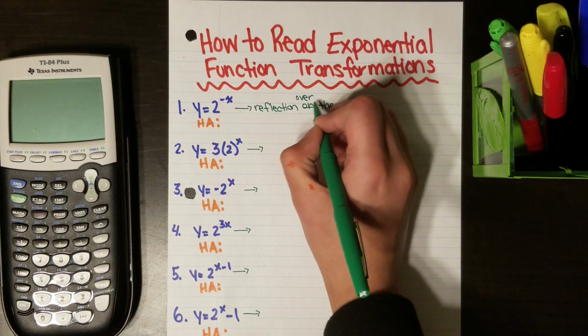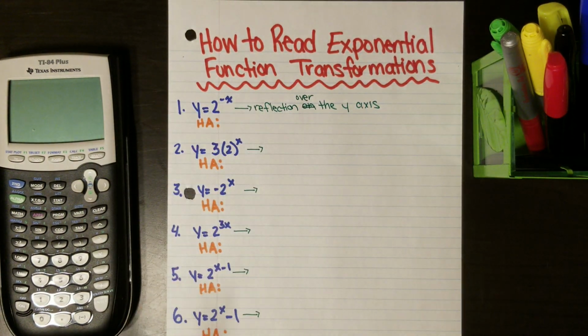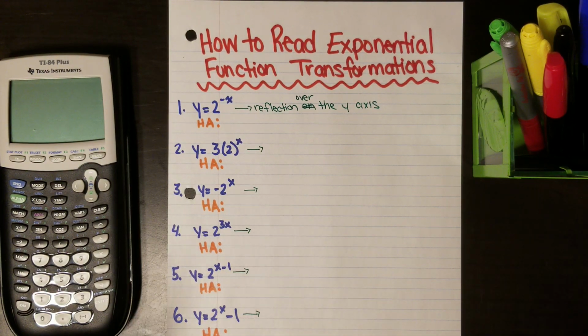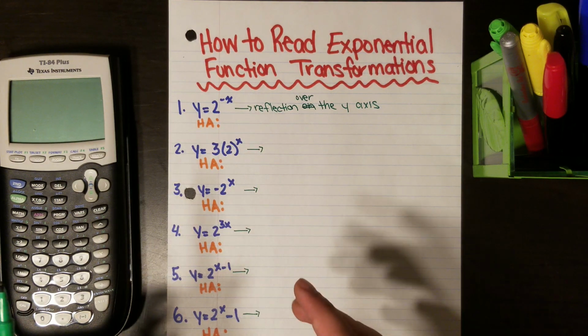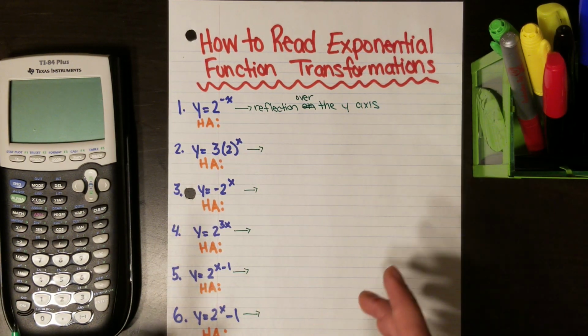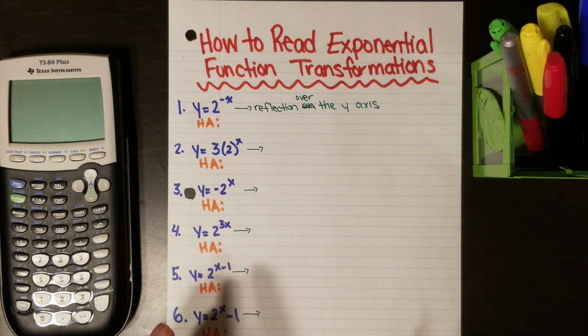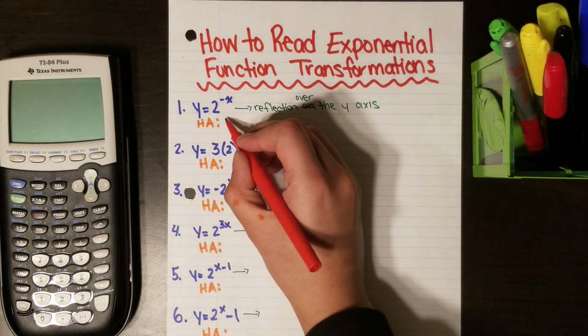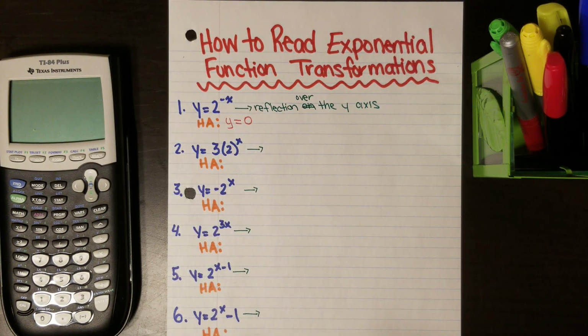over the y-axis instead. Okay, and horizontal asymptotes are another key component we should understand for exponential functions. And we know that horizontal asymptotes are only changed when there's a vertical shift. And in this case, there is no vertical shift, so my horizontal asymptote is still going to stay the same. So it's still going to be y equals 0. Okay, moving on to the next one.